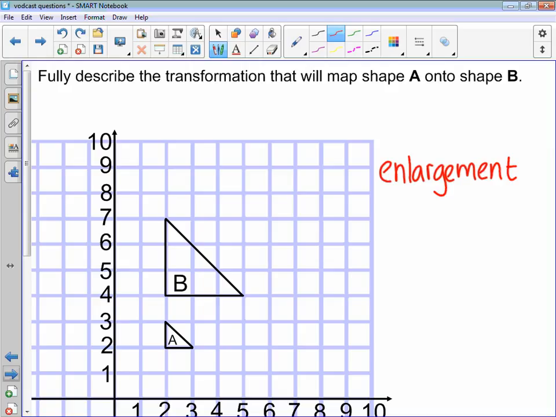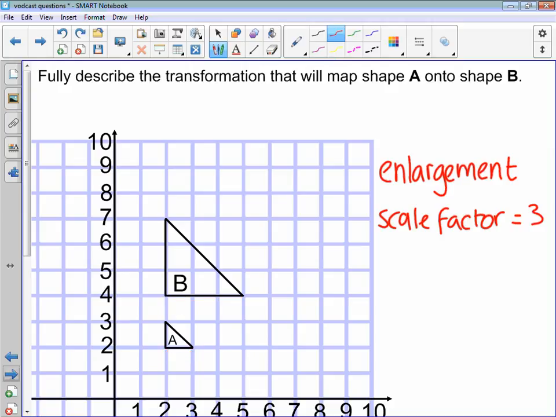Now let's look at the scale factor. If I look at this side of shape A, it is 1 square wide. If I look at the corresponding side on shape B, we can see that it's 3 squares wide. So we know the scale factor is 3.